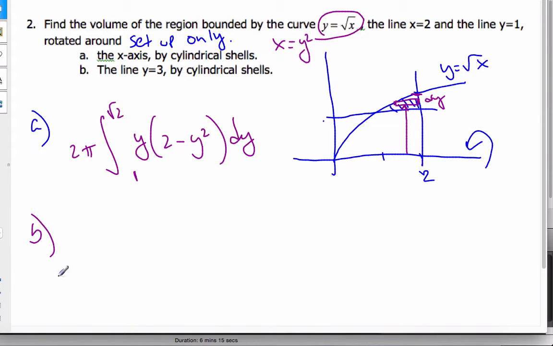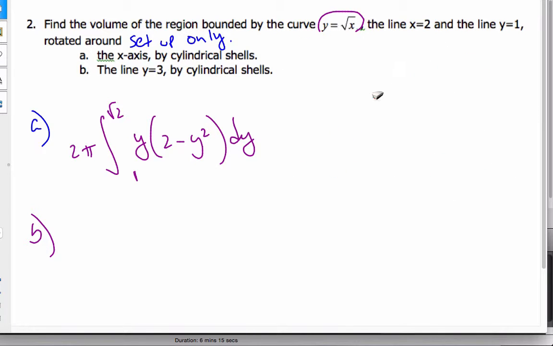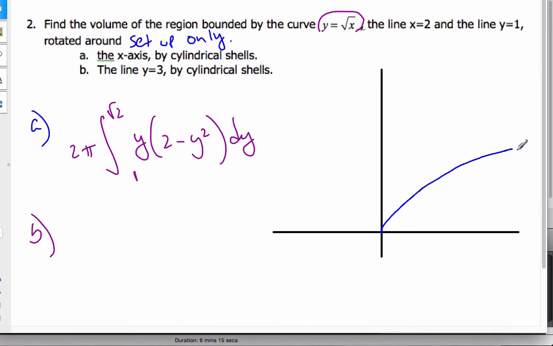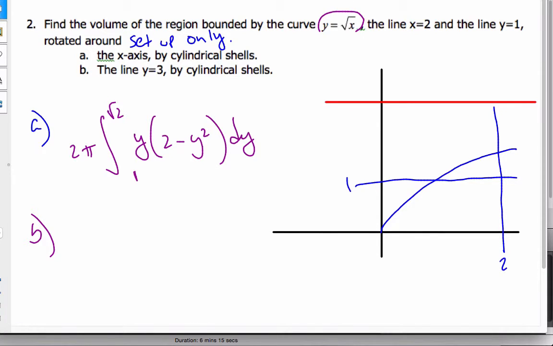Okay, B part then, I want to do it around the line y equals 3. Well, let me redraw this picture so that we don't get confused, because it's confusing enough as it is. So here is my axis, and we'll do y equal 1, root 2, 1. Again, I'm going to rotate it about the line y equals 3, which is somewhere up here. This is y equal to 3.